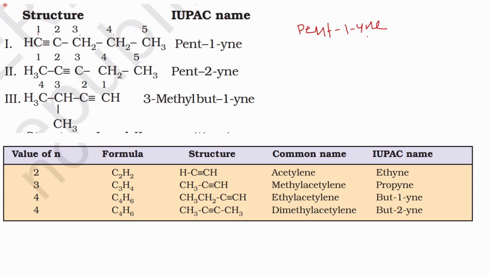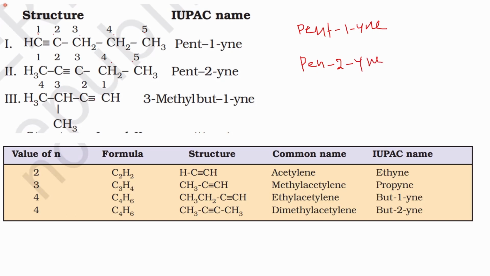Now the second structure is CH3 CH2 and so on. Let's say 1, 2, 3, 4, 5. This is also a 5 carbon chain. First we write how many carbons are present, so pent, and the triple bond is at carbon 2. So pent-2-yne.